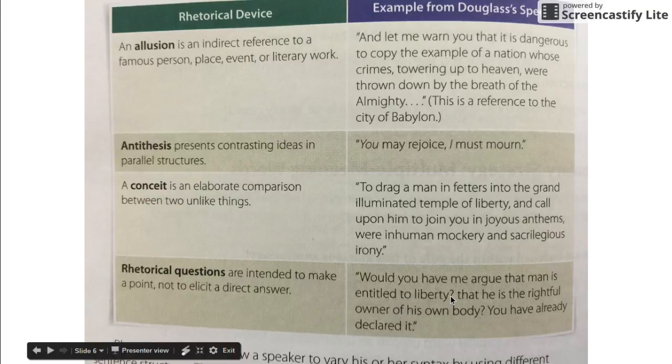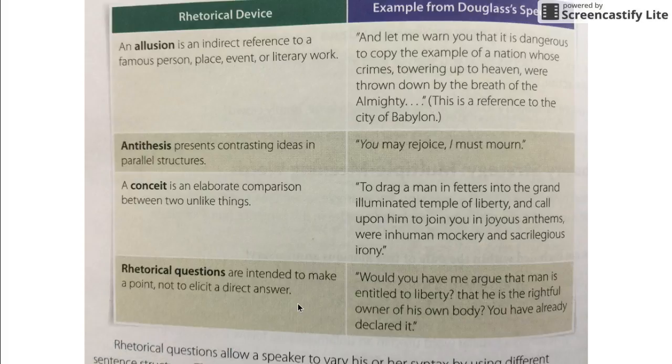Would you have me argue that man is entitled to liberty, that he is rightful owner of his own body? You've already declared it. As Frederick Douglass was speaking, he wasn't expecting his audience to answer these questions. The questions are actually points themselves. And so that's a rhetorical question used quite a bit in speeches. Okay, hope that was helpful.